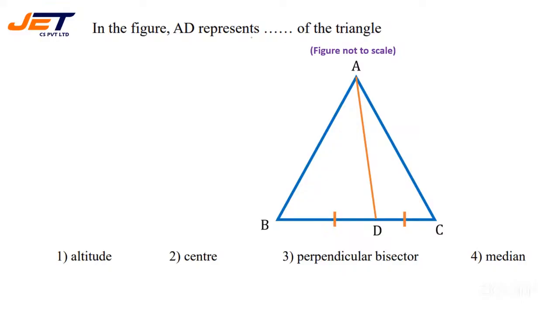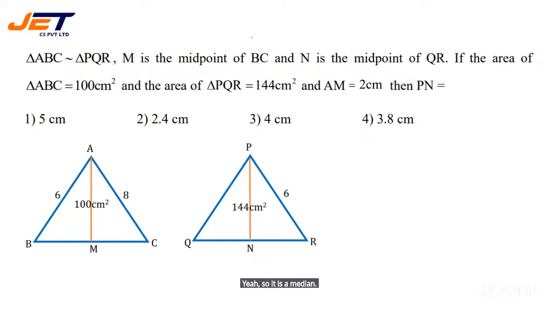Think over a minute and then give the answer, students. What does this AD represent? Is it an altitude? Is it a center? Is it a perpendicular bisector? Or is it a median? Yeah, so it is a median. Right, see the next question.